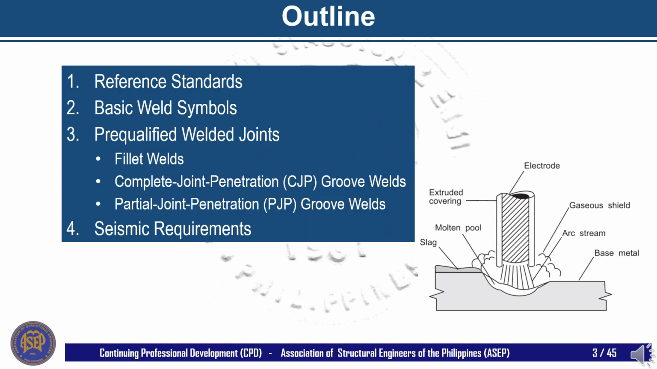These are the topics we will discuss for this lecture. First, we will go over some welding-related codes and standards. Second, we will talk a little bit about the basic weld symbols. Third, we will discuss some commonly pre-qualified welded joints. And lastly, we will go over some basic seismic requirements.